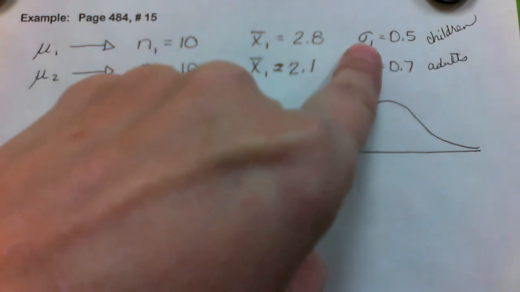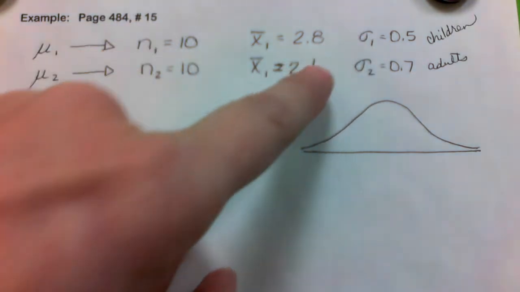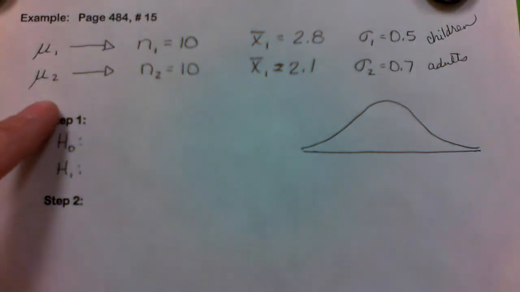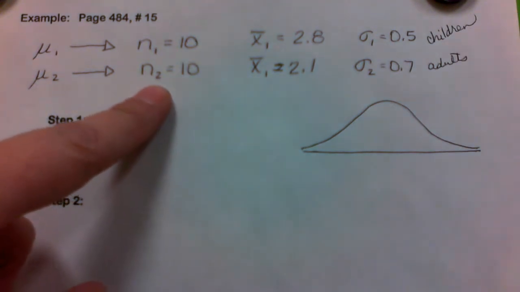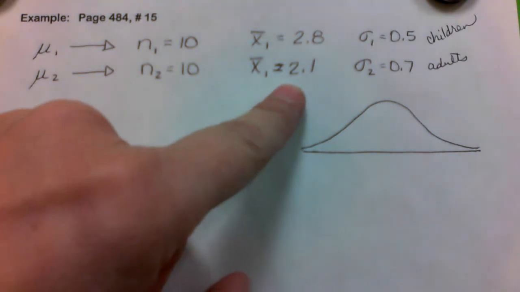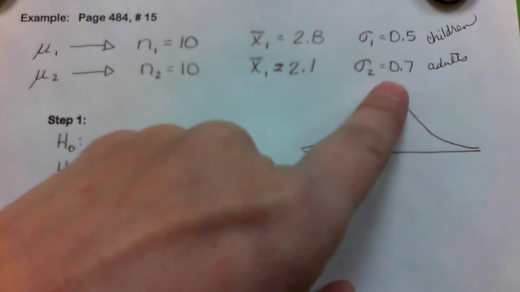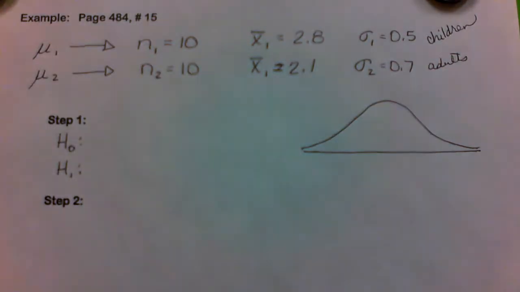So when sigma is known, we know our test statistic will be a z-value. Then the problem goes on to tell us about the second set, which is our adults. They also did a random sample of 10. It tells us that their average is 2.1 hours from this sample, and it is given that sigma is 0.7. So I put all the information given from the book here.